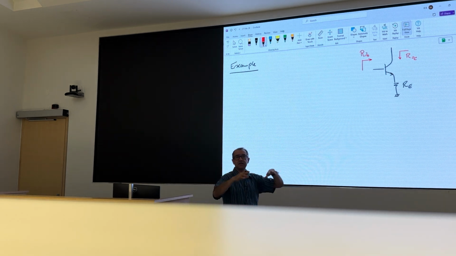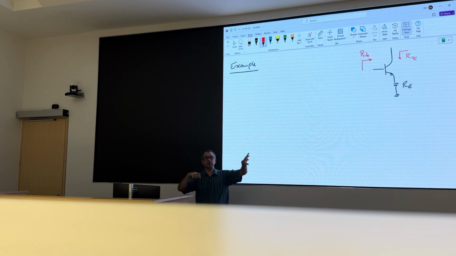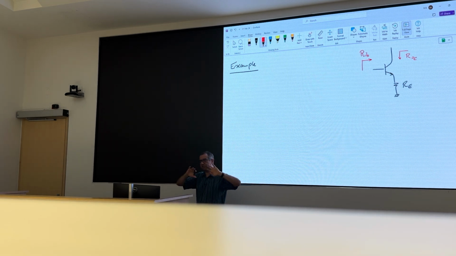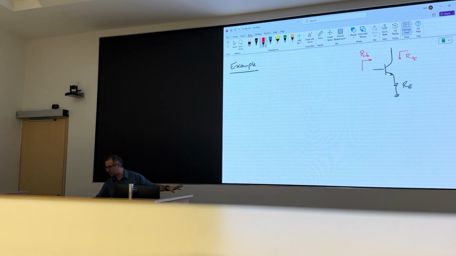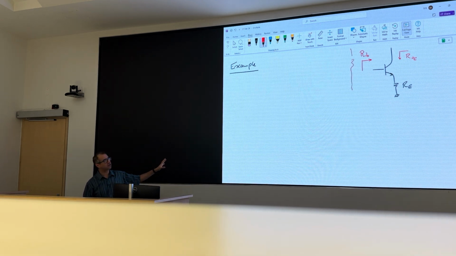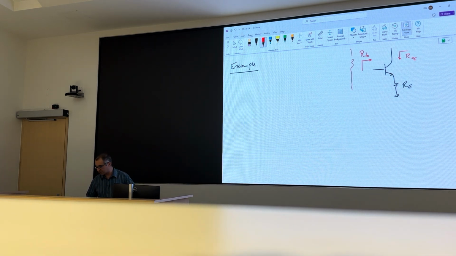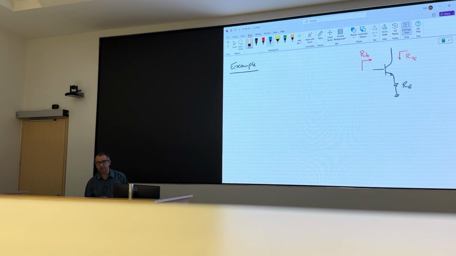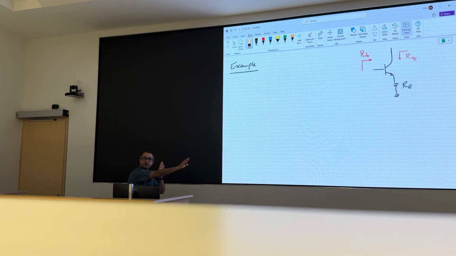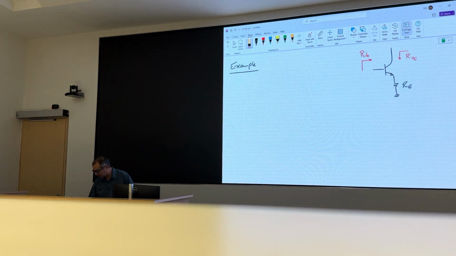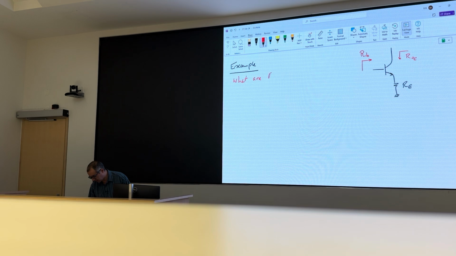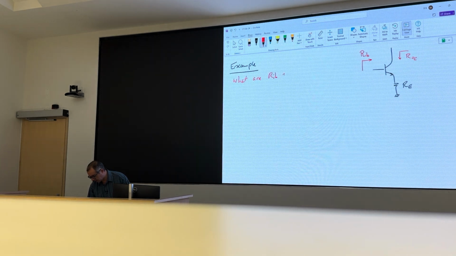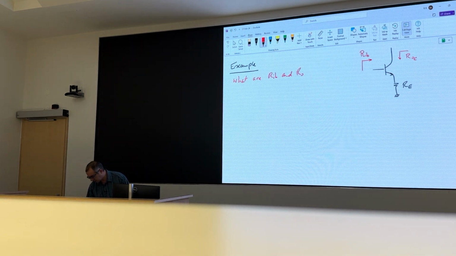The assumption here is that the device is happily biased. I'm not showing you the bias network, all of that stuff. Let's say there's an H bias network that is connected to the base to keep this device happy. We are not concerned about that. We're looking after that stage. So the question is, what are R_IB and R_OC?